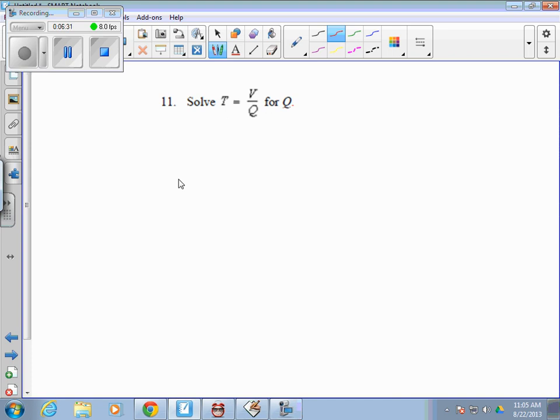Number 11 says solve T equals V over Q for Q. Anytime you see something like that, solve for Q, it means get Q by itself. So you have T equals V over Q to start. You have to use inverse operations to get Q by itself. V divided by Q, you undo that by multiplying by Q. You do the same thing on the left side. Q times T is QT equals V.